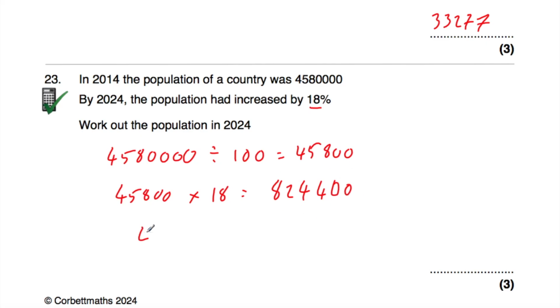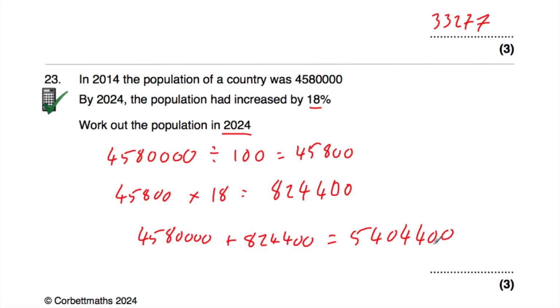So if we just take the 4,580,000 and add 824,400, that'll tell us the population of the country in 2024. So if we add 4,580,000 and 824,400, that gives us an answer of 5,404,400. And that's the population of the country in 2024.